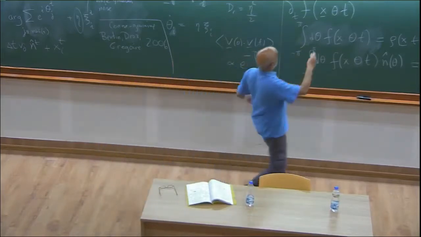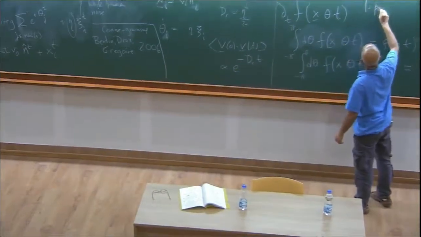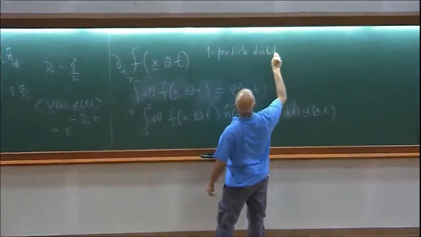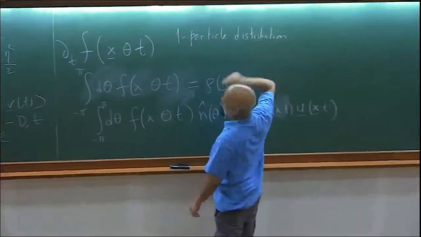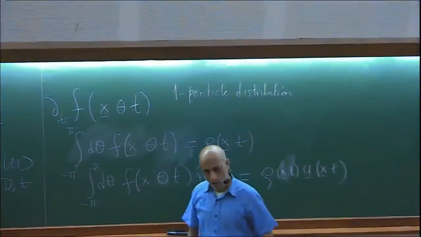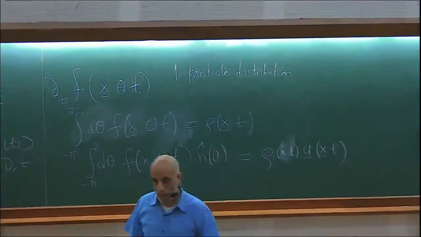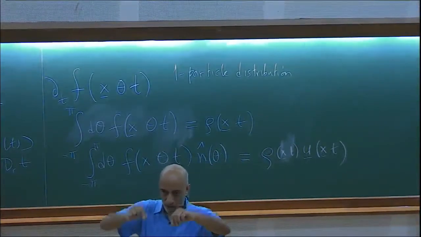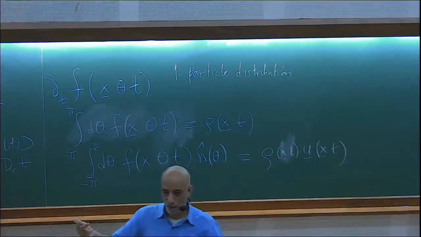This is the one particle distribution function. What is a one particle distribution? It doesn't mean the system has only one particle. It means you're asking, what is the probability of finding a particle? What is the probability density of finding a particle around x, theta? A particle with orientation theta around x.